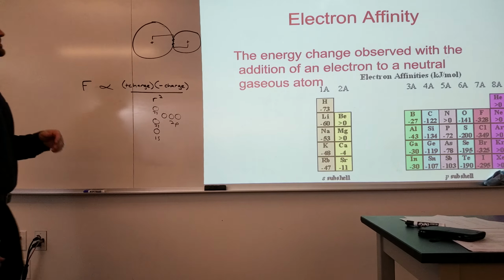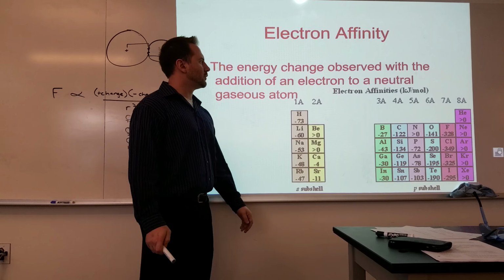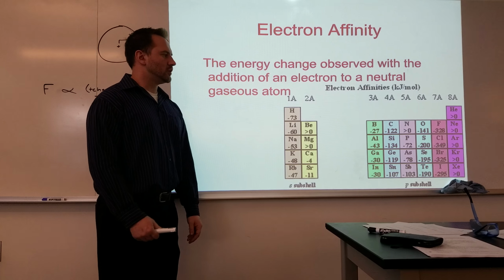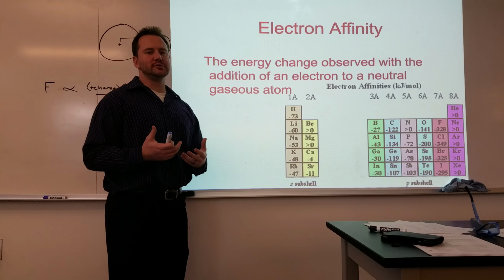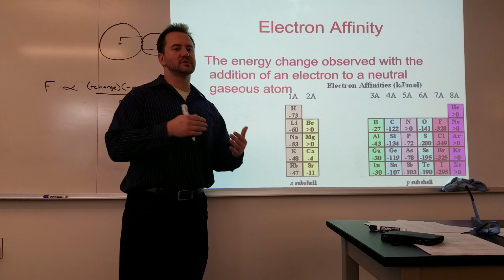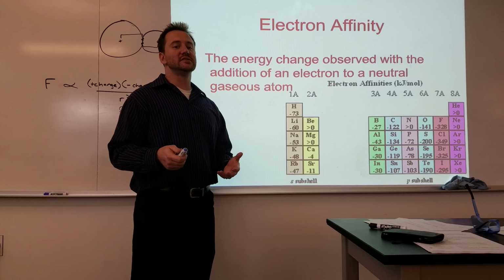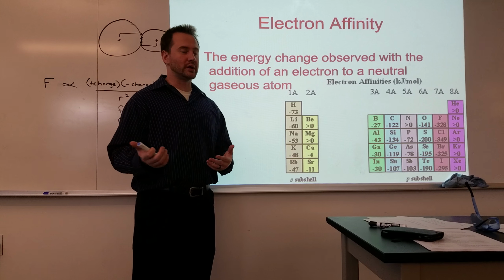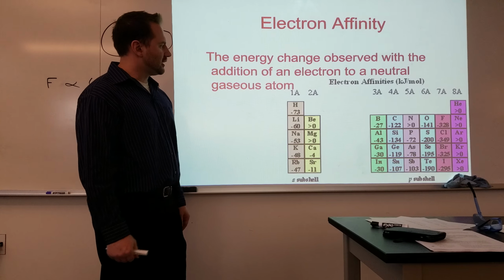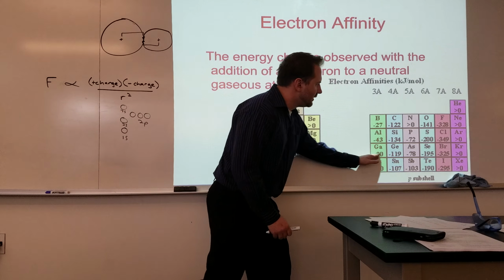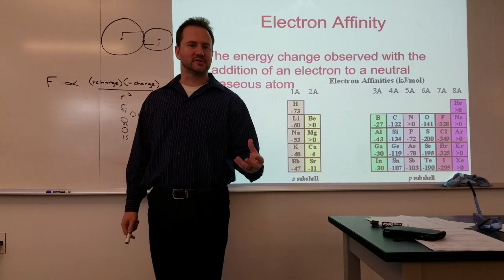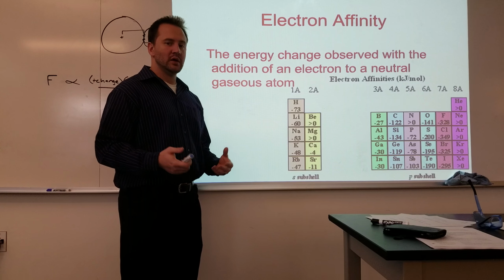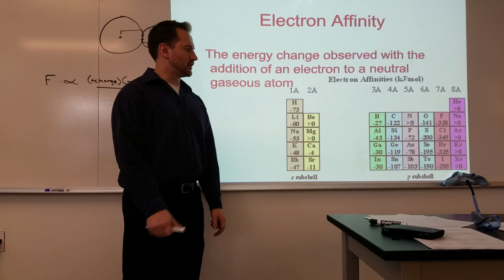Electron affinity is the energy change observed with the addition of an electron to a neutral gaseous atom. So when you have a negative energy change, that means it's going to become something more stable. And that means it's energetically favorable. A negative value is a good thing in this case, because it means it's more likely to happen. When we look at the elements, you can see the general trend is that fluorine has the highest value.